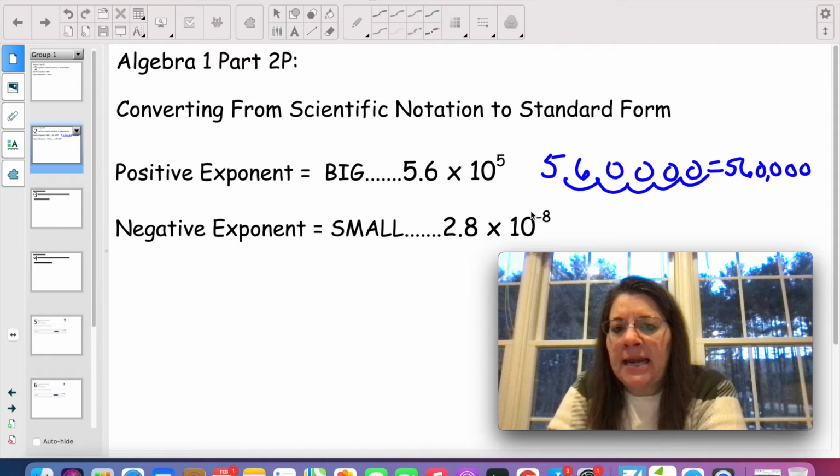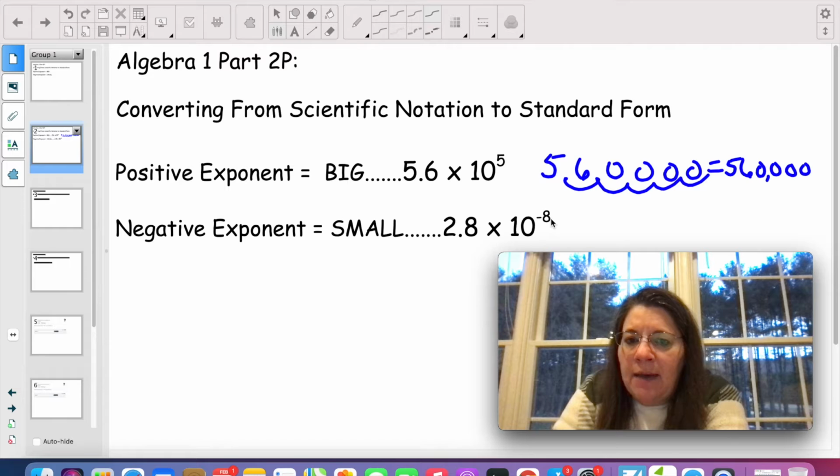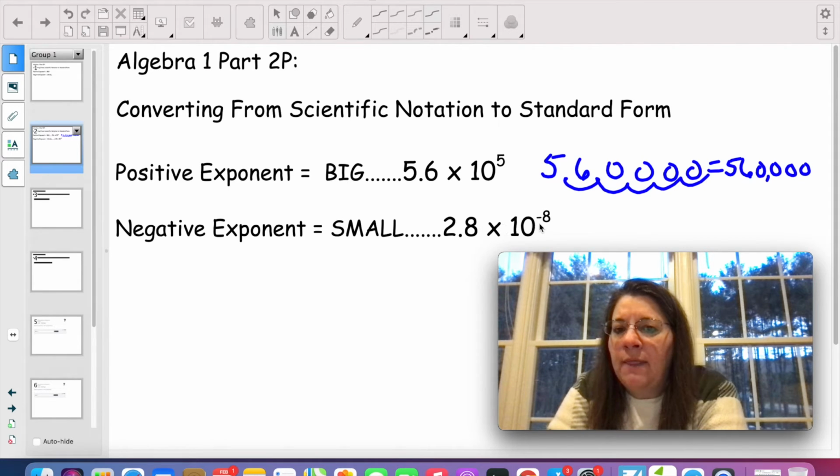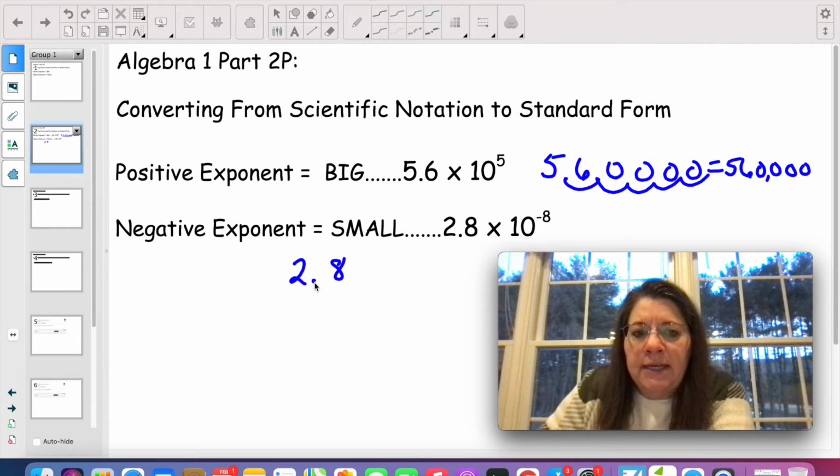For the next one, we've got a 2.8 times 10 to the negative 8. We associate a negative exponent with a really, really small number. So this time, instead of making 2.8 bigger, I'm going to make it smaller, this time by moving the decimal 8 places to the left to make this have a bunch of zeros in front of the number. So I'm going to rewrite that number, and then I'm going to take my pencil and move that decimal 8 places to the left to make it a very, very small number.